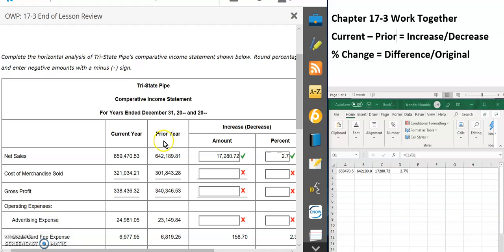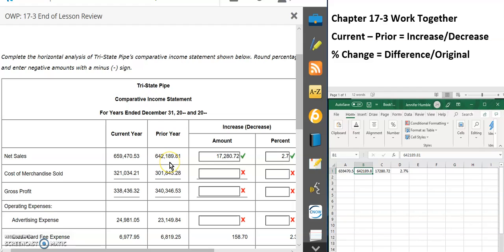The prior year it was 642, and this year it is 659. Just because 659 is a bigger number than 642, I know that it increased. And if it increased, that is a positive change. If it went down, that's a decrease, and that would be a negative change. So when I do my math, I have to do whatever math is going to give me a positive answer.